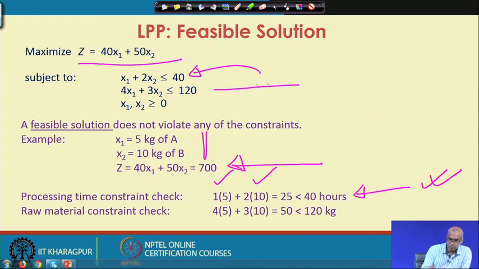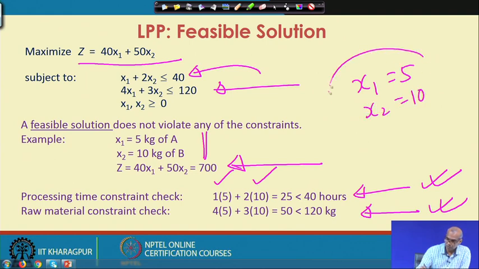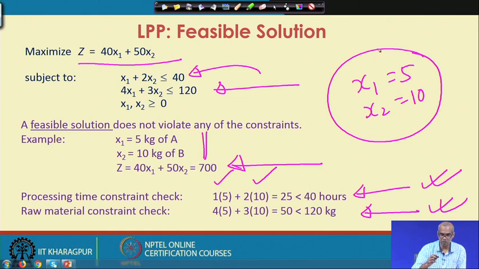Similarly, put x 1 equal to 5 and x 2 equal to 10 in the expression 4 x 1 plus 3 x 2, and you get 50, which is less than 120 kg. So, again satisfied. So, x 1 equal to 5, x 2 equal to 10 lies within the feasible region. It may be a feasible solution, but it is not necessarily an optimal solution. You have to find out the optimal solution. I will see how to do that.